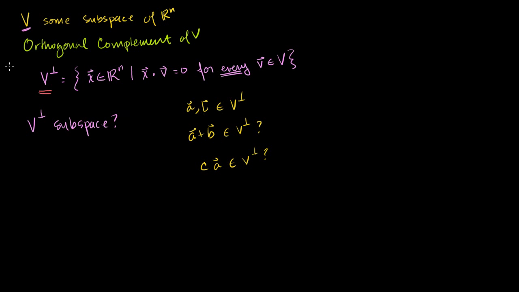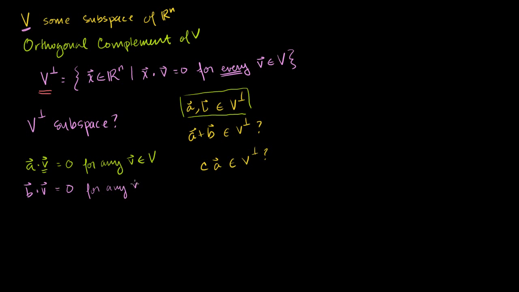So what does this imply? What is the fact that A and B are members of V perp? That means that A dot v, where this v is any member of our original subspace V, is equal to 0 for any v that is a member of our subspace V. And it also means that B, since B is also a member of V perp, dotted with any member of our subspace is also going to be 0 for any v that is a member of V.